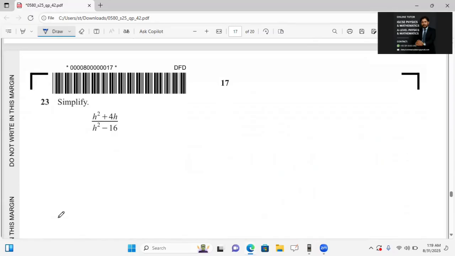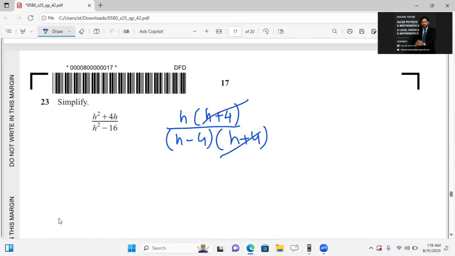Okay, now he is showing a little bit of algebra. As we know, for simplifying, h we can take common, then it will be h plus 4. In the denominator, it is a square minus b square, which can be written as a minus b into a plus b, so h plus 4. This and this are gone, so it is h over h minus 4 there.